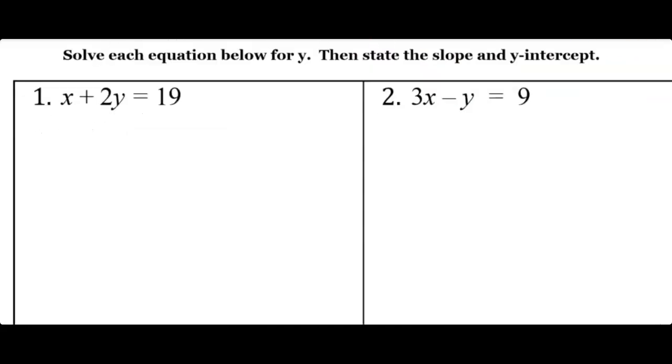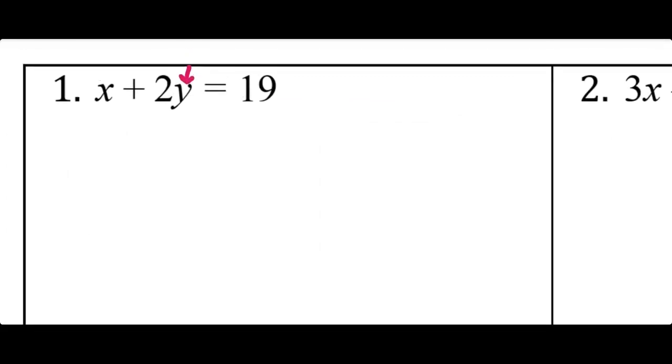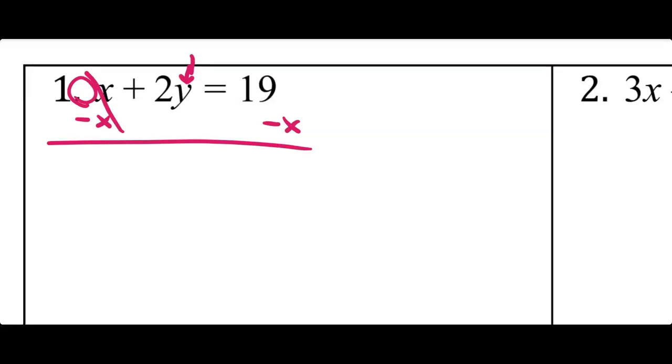So when we're looking at number 1, x plus 2y equals 19, we're getting this y by itself. And so we're going to do that first by getting rid of the x. So we need to subtract the x from both sides. Because the x is positive, there's nothing out front, we know we subtract it. So 2y is equal to negative x plus 19.